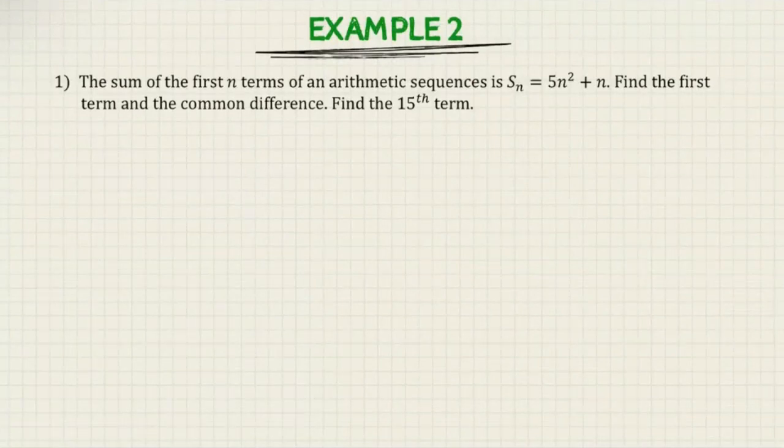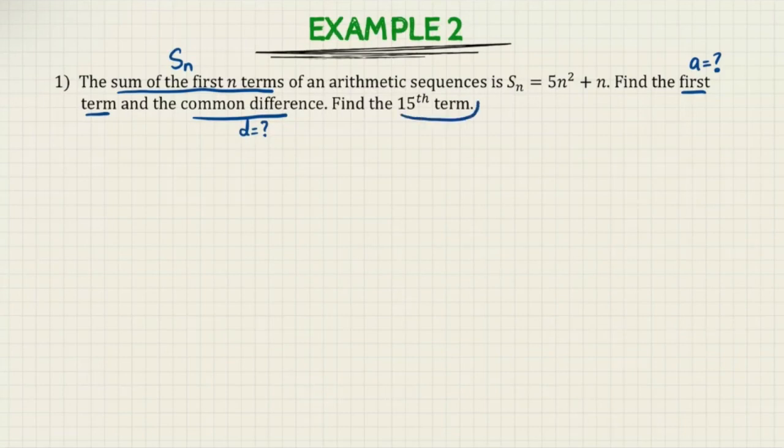So the sum of the first n terms for an arithmetic sequence is Sn equals to 5n square plus n. So sum of the first n terms ini merujuk kepada ayat Sn. Okay, find the first term and common difference. First term ini merujuk kepada A sama dengan apa, dan common difference ini merujuk kepada D sama dengan apa. Kemudian dia minta pula kita cari find the 15th term. 15th term ni adalah T15.